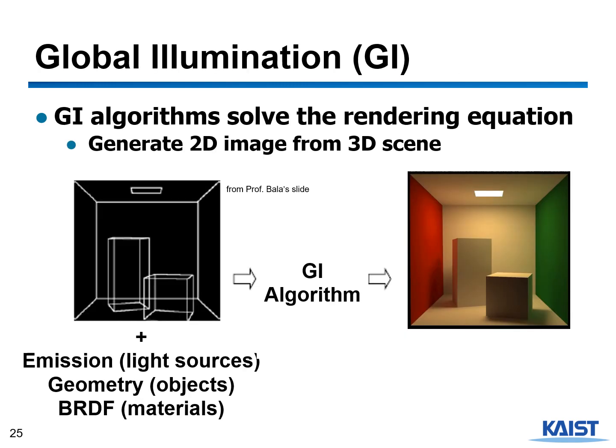And there are many terms used for generating these realistic images. One such term is known as global illumination. A global illumination algorithm solves the rendering equation. Basically, it generates a 2D image out of these 3D scenes. 3D scenes have emission information about the light sources, geometry that describes the object shapes, and BRDF, which represents the appearance model. And then global illumination, as a physically based rendering technique, can generate these kinds of realistic rendered images.